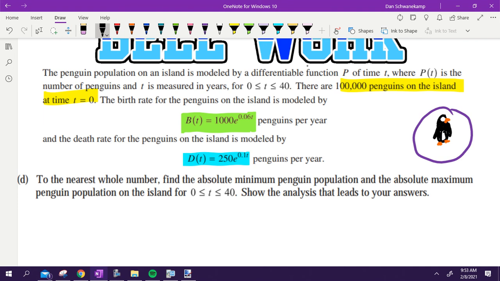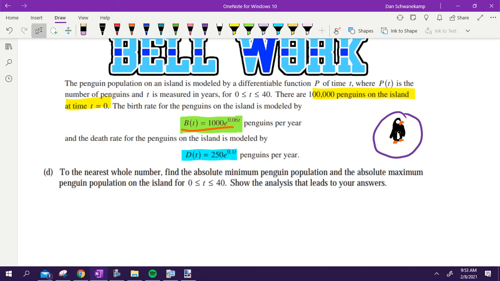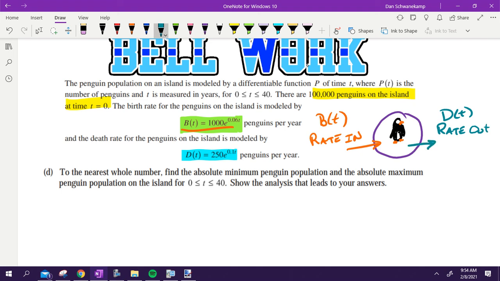Okay, cool. What is B of t telling me? Birth rate. So in other words, I could call it the rate in. Okay, so we've got B of t, the birth rate. It is the rate in. Boom, I got that. Then I've got D of t. That's the death rate. So that is the rate out. Rate in, rate out. Don't overthink it. That's what we got. We've got a rate in, a rate out.